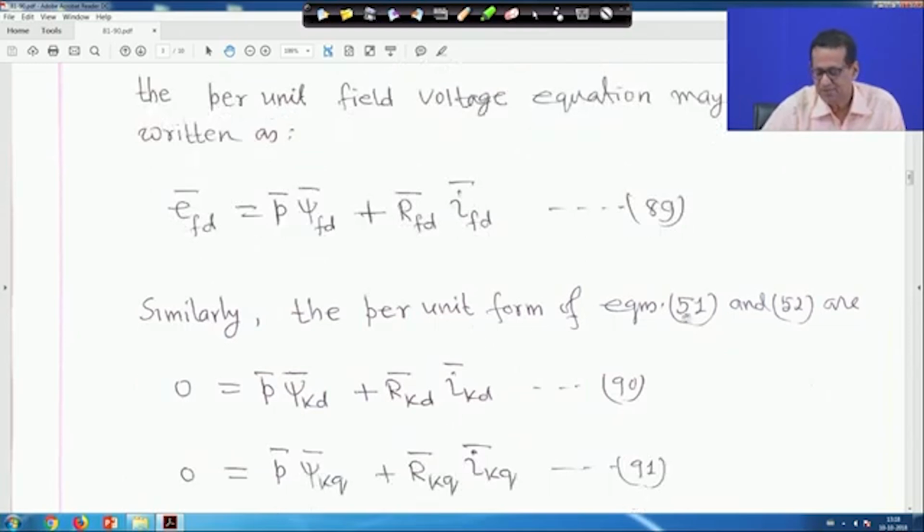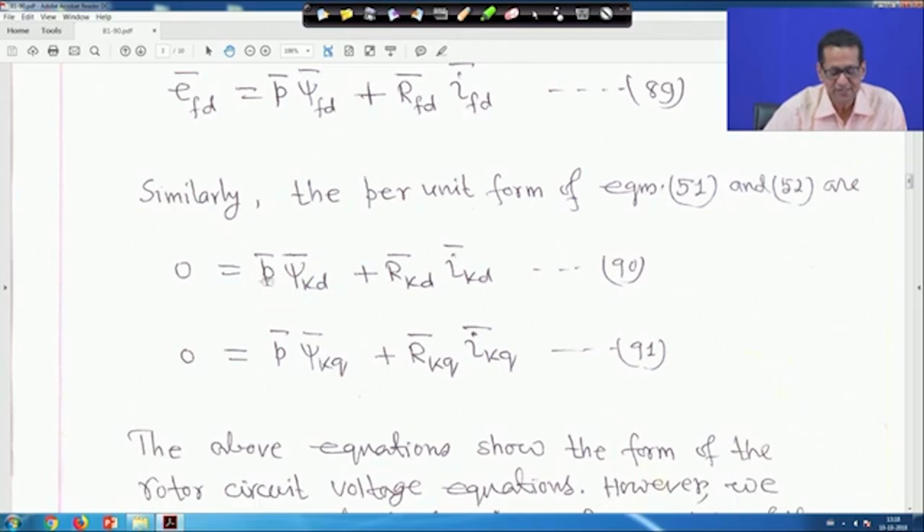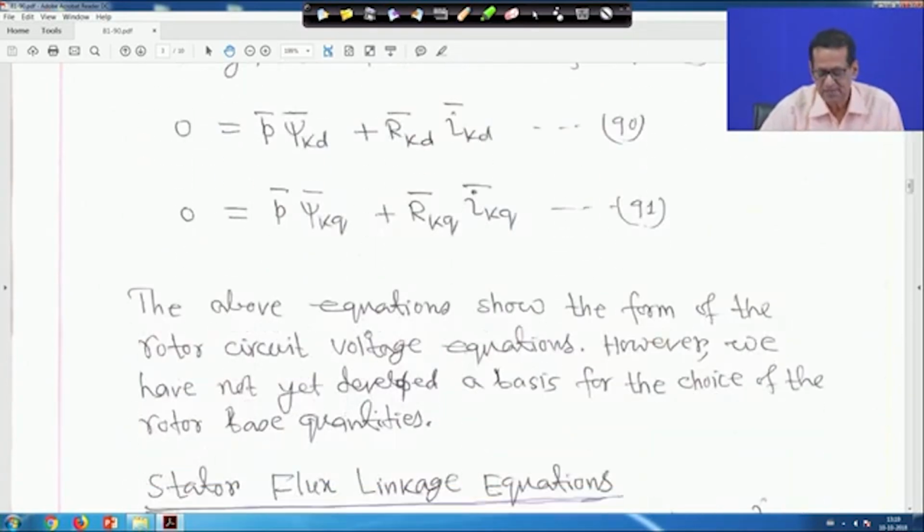Similarly, the per unit forms of equations 51 and 52 will be 0 is equal to P bar psi kd bar plus R kd bar I kd bar. Actually nothing is changed, we are just using bar to represent per unit, dividing those quantities. This is 90. And another one, 0 is equal to P bar psi kq bar plus R kq bar I kq bar. This is equation 91, right? Therefore the above equations show the form of the rotor circuit voltage equations. However, we have not yet developed a basis for the choice of the rotor base quantities, right?